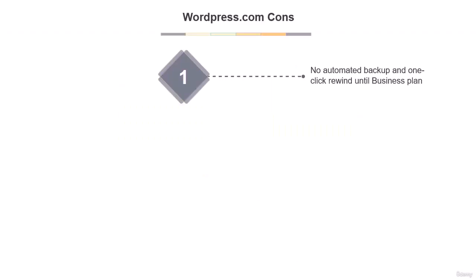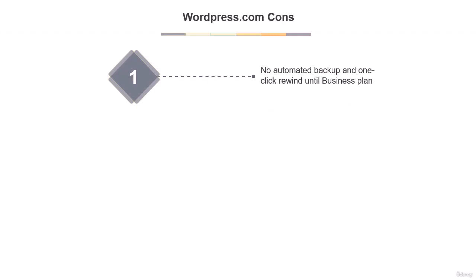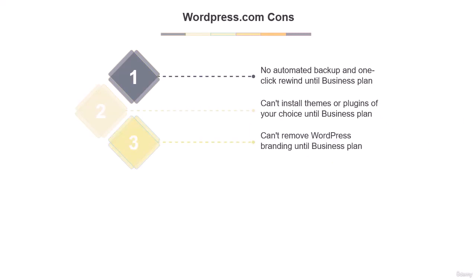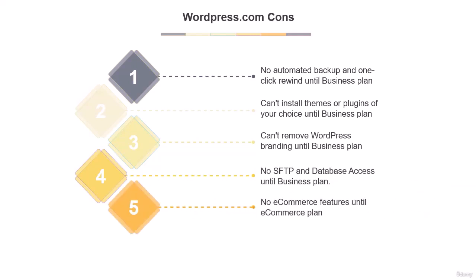To go into a few more details about the WordPress.com issues, there's no automated backups and one-click rewind until business plan. You can't install themes and plugins of your choice until business plan. You can't remove WordPress branding until the business plan. There's no SFTP and database access until the business plan. And there's no e-commerce features until the e-commerce plan.